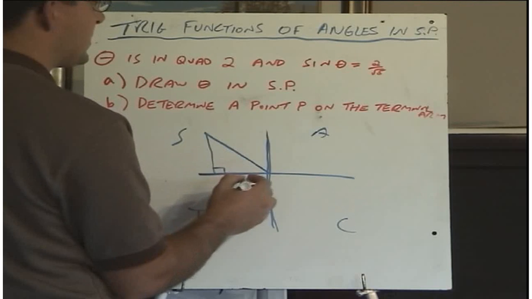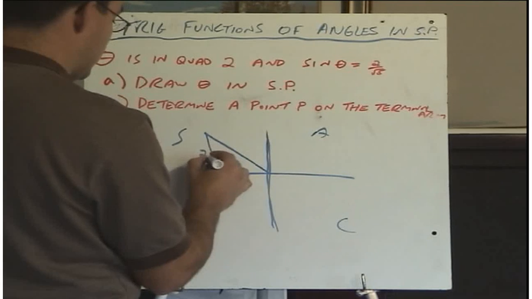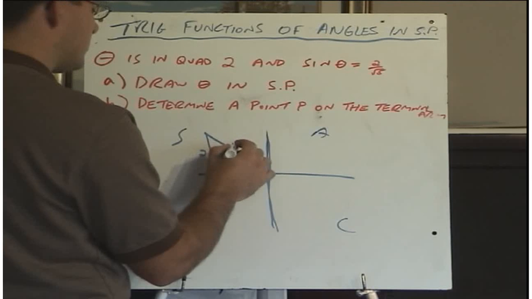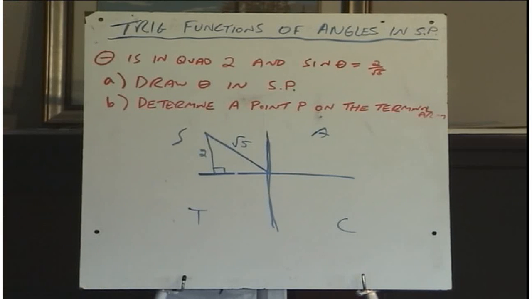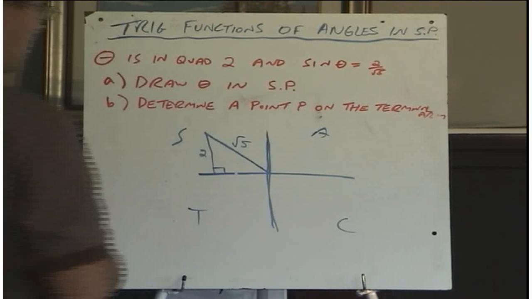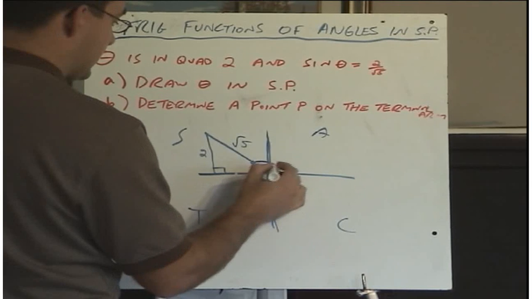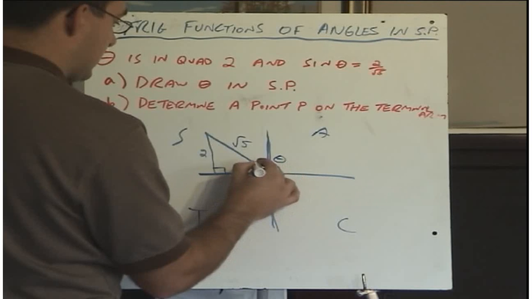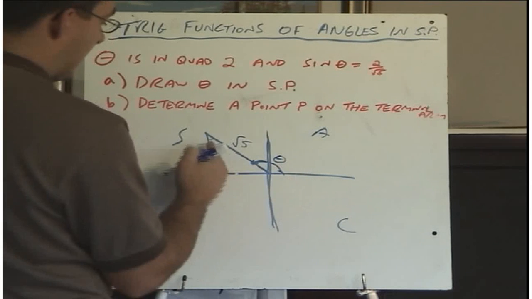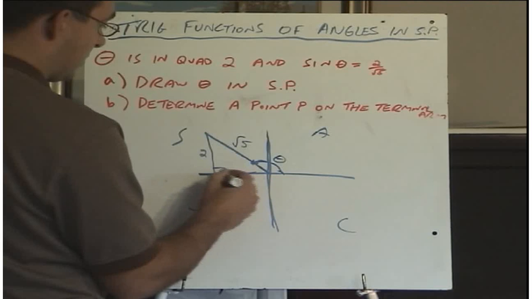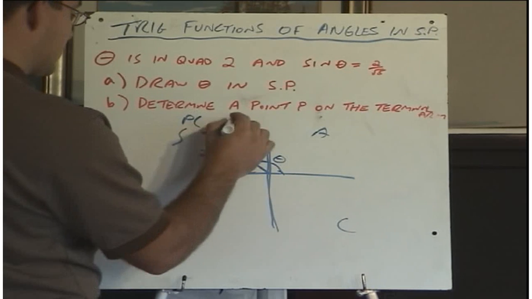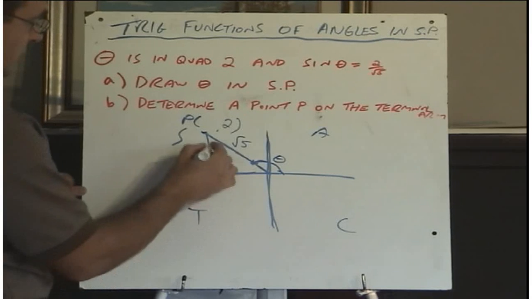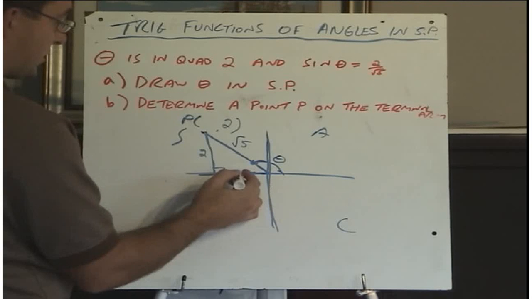If I drop my perpendicular, sine is opposite 2 over hypotenuse root 5. And so here's my angle theta in standard position, measured from the initial arm to the terminal arm. I'm working with my perpendicular triangle down to the x-axis, so that here for point P, I know the y value is going to be 2, right, because there's a height of 2. I just need to find out what x is.